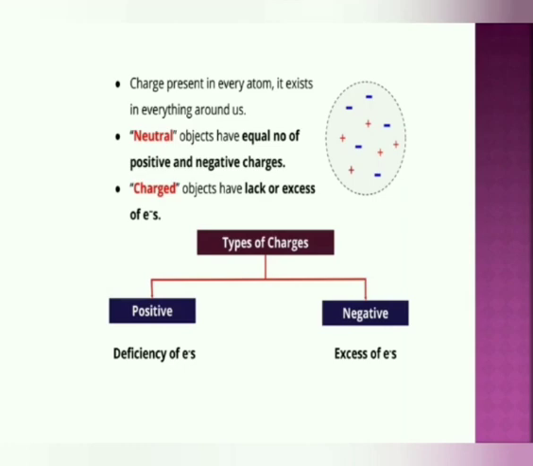Like I said, charge is universal, that is, charge is present in everything around us. Neutral objects have an equal number of positive and negative charges. The term neutral does not mean no charge. In fact, equal numbers of positive and negative charges cancel out the effect of each other. Charged objects have a lack or excess of electrons. If an atom is positively charged, it means it has lost electrons, that is, it has a deficiency of electrons. And if an atom is negatively charged, it means it has gained electrons, or it has an excess of electrons.